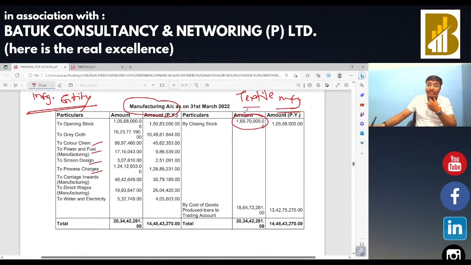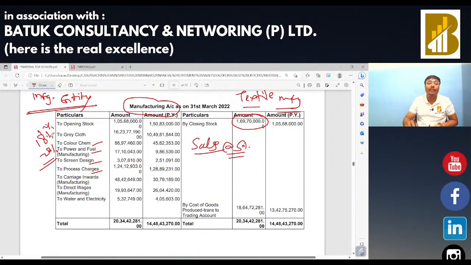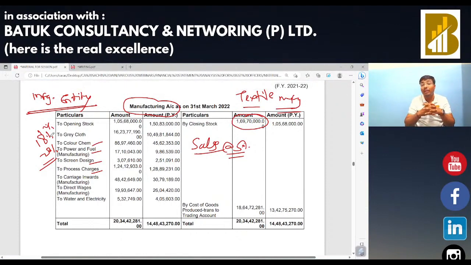This entity is of a textile manufacturer, and in case of a textile manufacturer sales is at the rate of 5%. Okay, sales is at the rate of 5%, but your purchases are at the rate of 18% and 28%. Okay, and 12% also in case of screen design, color chemical, and processing charges and all that. So by analyzing the manufacturing account, you got the idea sir, there is a chance of refund, an entity can claim the refund.